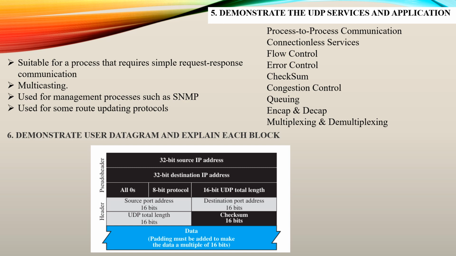Next question, demonstrate user datagram and explain each block. So this is your user datagram with header and pseudo header. First you have to explain what is header, what is pseudo header, and then each and every block must be explained. UDP total length, so the actual payload of UDP. What is the source port address, destination port address, what is the protocol that has been used. All those will be clearly explained with this diagram.